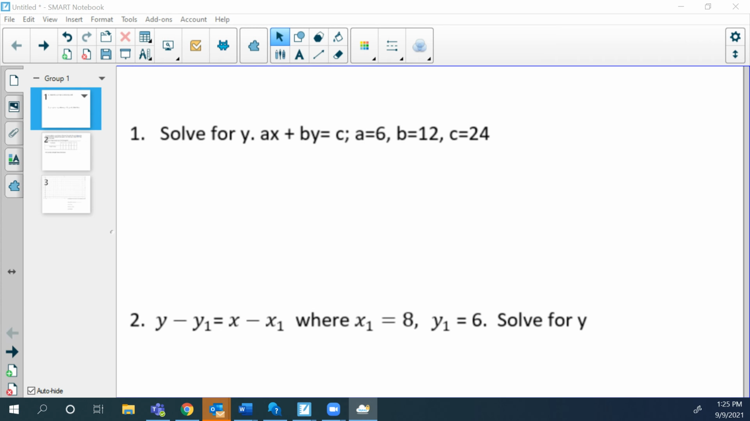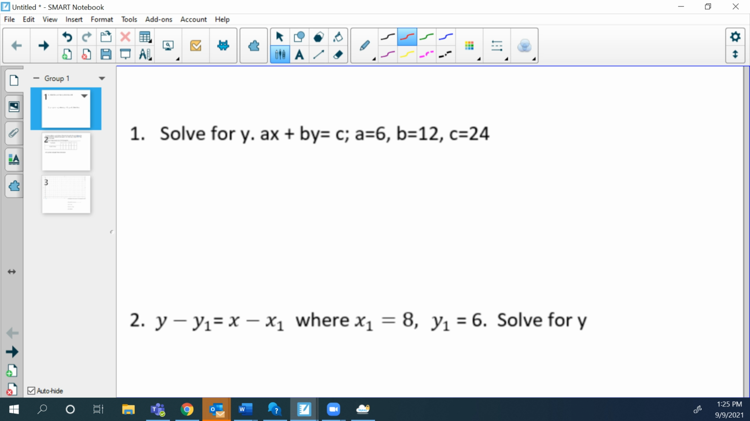All right, guys, this is a quick review for the quiz tomorrow, okay? So, as I said before, make sure you know how to solve these equations here. ax plus by equals c, and I solve for y, and you give me a equals 6, b equals 12, and c equals 14. So, the first thing you want to do is plug in the values for a, b, and c.